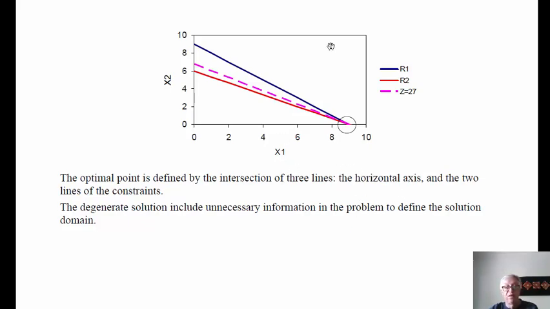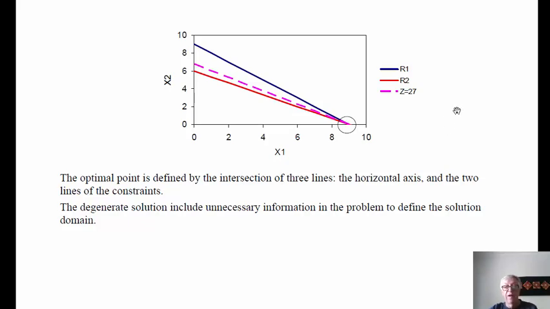So we can see that this restriction number 1 is not contributing to the definition of the solution domain. Okay, so we have excess of information in our problem. The solution domain is just this region defined by the axes, the horizontal and the vertical, and the red line, the line corresponding to the second restriction. Okay, so to conclude, degenerated solutions arise when we include in the problem information that is not necessary.